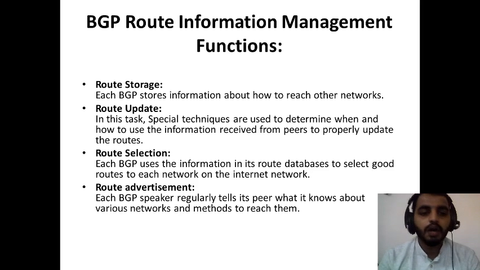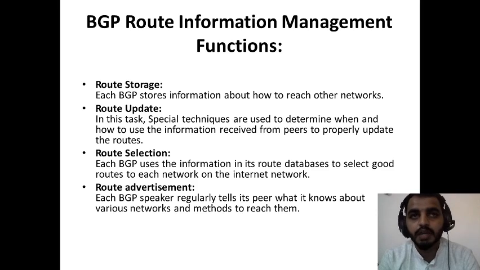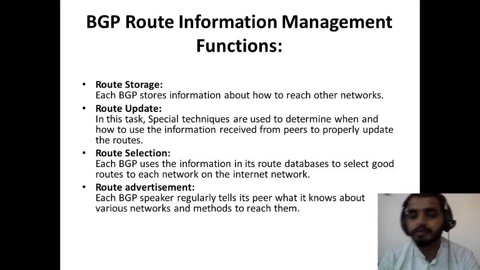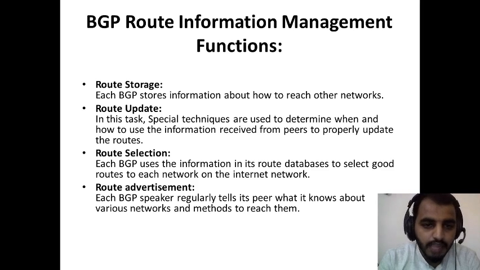The next one is route update. In the sense, if a new route is taken, or if an existing route is added with some new nodes, then the route needs to be updated in all the respective routing tables, so that whenever a packet is sent, it is sent on a particular path, on the best path. So what it says is that in this task, special techniques are used to determine when and how to use the information received from peers to properly update the routes. Okay. What is the third point?